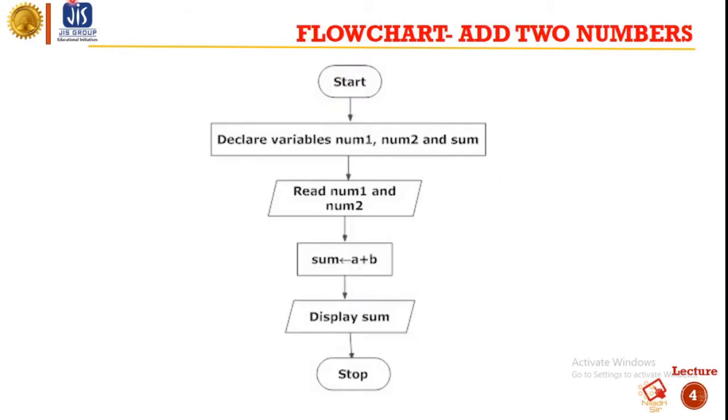So this is the flowchart of addition of two numbers. This is the start. Next, we have to declare two numbers. That is basically three variables. Two are for the two numbers, and one is for the result. So this is number one, this is number two, and this is sum. Next, we will take the input from the keyboard. That is why we read num1 and num2. After taking input, we will add the numbers, and after that we will display the sum. And the next one is stop.